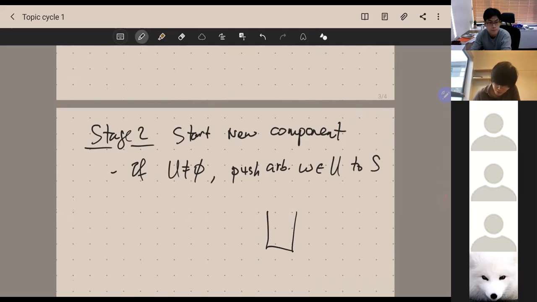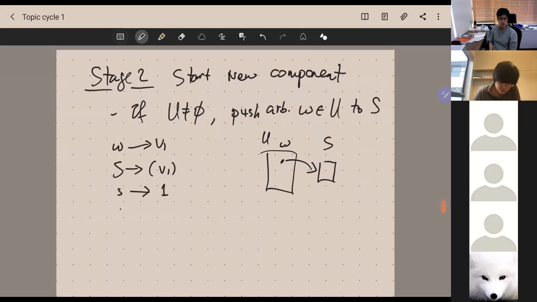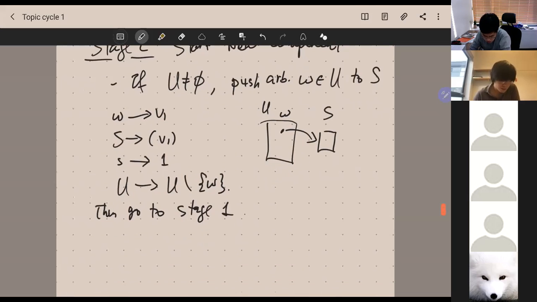Okay. So now S is empty. We look, U is still not empty. We push an arbitrary vertex in. Then we update. So W becomes the first vertex in the stack, and S like that. Our depth of the stack comes back to 1. We again update. Then we go to stage 1. We start exploration of the component containing W.